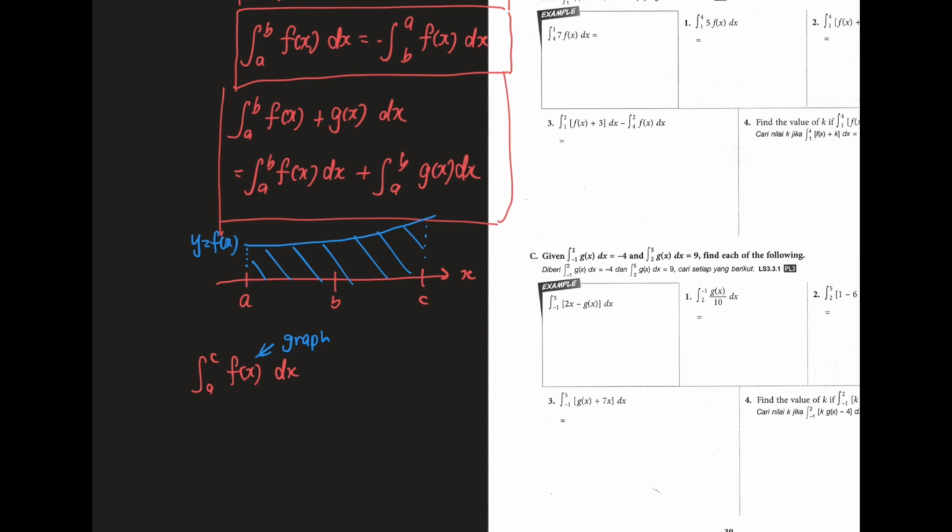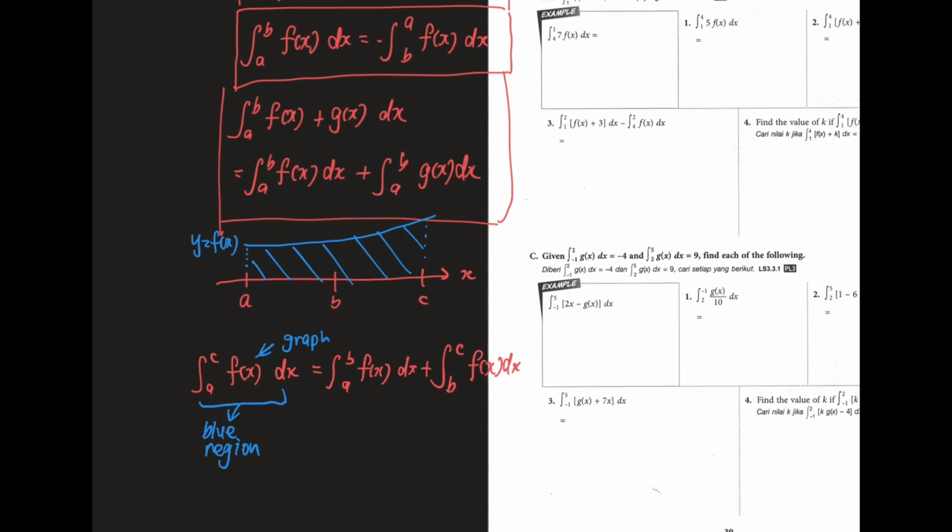So you're integrating, you're finding the whole blue color area. This thing represents the blue region. Okay, now you see our formula. We can break it down to integration of a to b plus integration of b to c.